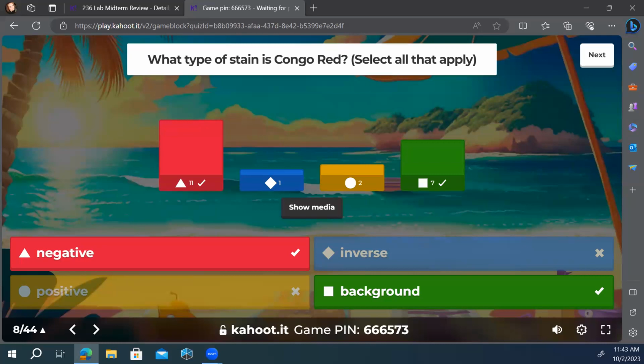Where did my cursor go? This is the thing, if I move even like an inch, there it goes.